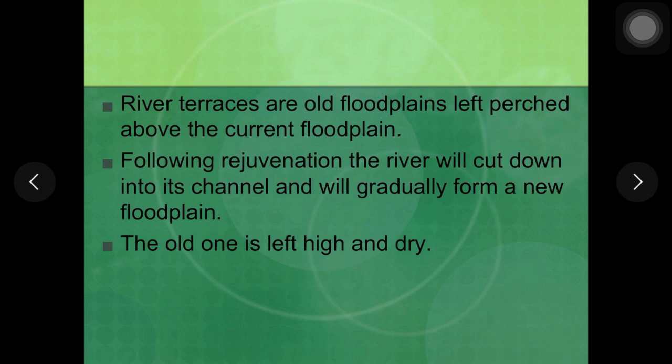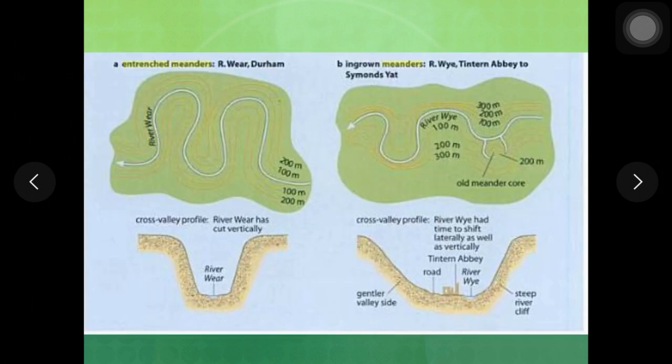So following rejuvenation, the river will cut down within its own channel and will gradually form a new floodplain. So the old one is left high and dry, which is called a river terrace. Now another type of landform which is associated with rejuvenation is the formation of incised meanders.